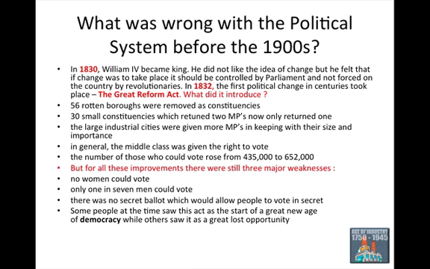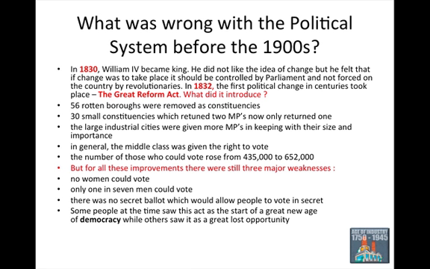In 1830, William IV became king. He was not a great fan of change, but he felt that if change was to take place, it should be a controlled change rather than one forced on the British people by a revolution. In 1832, the first political change in centuries took place, and this was known as the Great Reform Act.